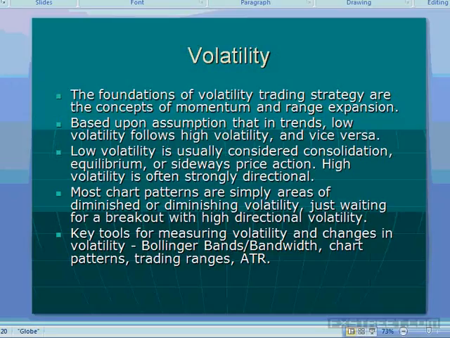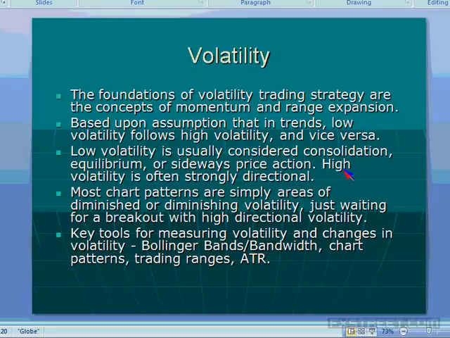Okay, volatility. I'm looking for volatility expansion, and this just goes back to the consolidation, retracement, breakouts. Basically you have diminishing consolidation, let's say in a triangle pattern, and what you're looking for is an expansion of volatility out of that consolidation or retracement. Preferably, you're looking for fast and strong volatility expansions in the direction of the trend. This is based upon the assumption that in trends, low volatility follows high volatility and vice versa.